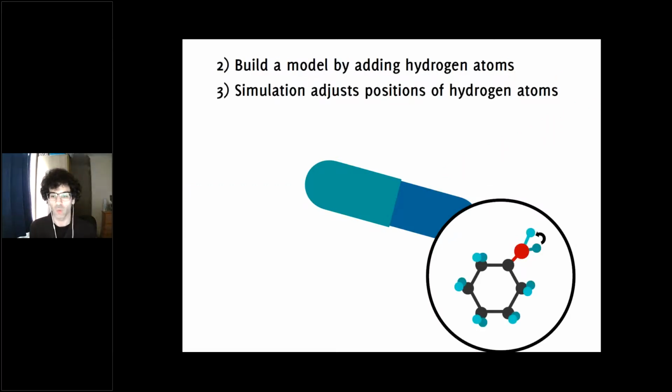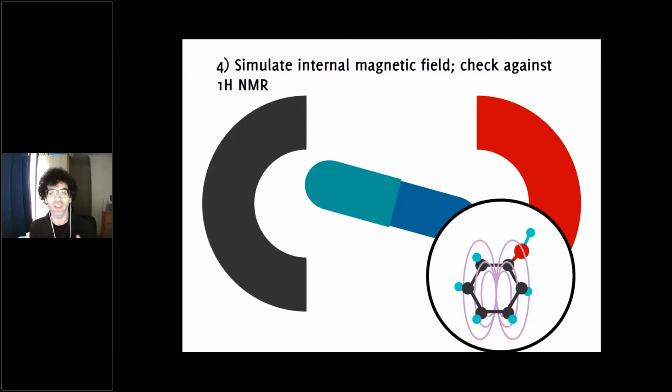So how do we do that? We build a model, we add the hydrogen atoms in positions that we know are sensible from our understanding of chemistry. And then we use simulations to adjust their position, to move things so that they go to an equilibrium situation where they don't move anymore. And then after doing that, we again use simulation, this time to predict what the NMR results would be, to predict what the internal magnetic fields generated from all of these atoms are like. And then we can compare that to a real NMR experiment. And if we've done the work right, we're going to see two results that are very similar, which is going to tell us, okay, we've found our structure, we can stop.